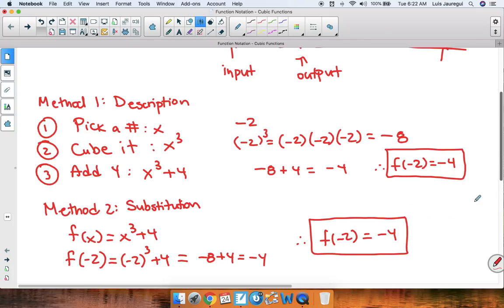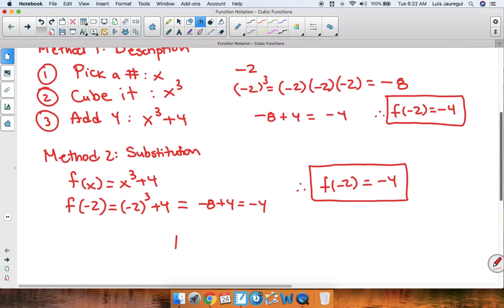So f of negative 2 is negative 4, which means that we're generating the point with coordinates negative 2 comma negative 4. Why is that the case? How come we get this particular value for the x coordinate and this other particular value for the y coordinate? Well, those values are obtained through this. The input value is negative 2, but recall that the input value corresponds to your x coordinate, and the output value happens to be negative 4, which is also your y coordinate. So that's why we can say that we have this point with the given coordinates. Let's see another example.